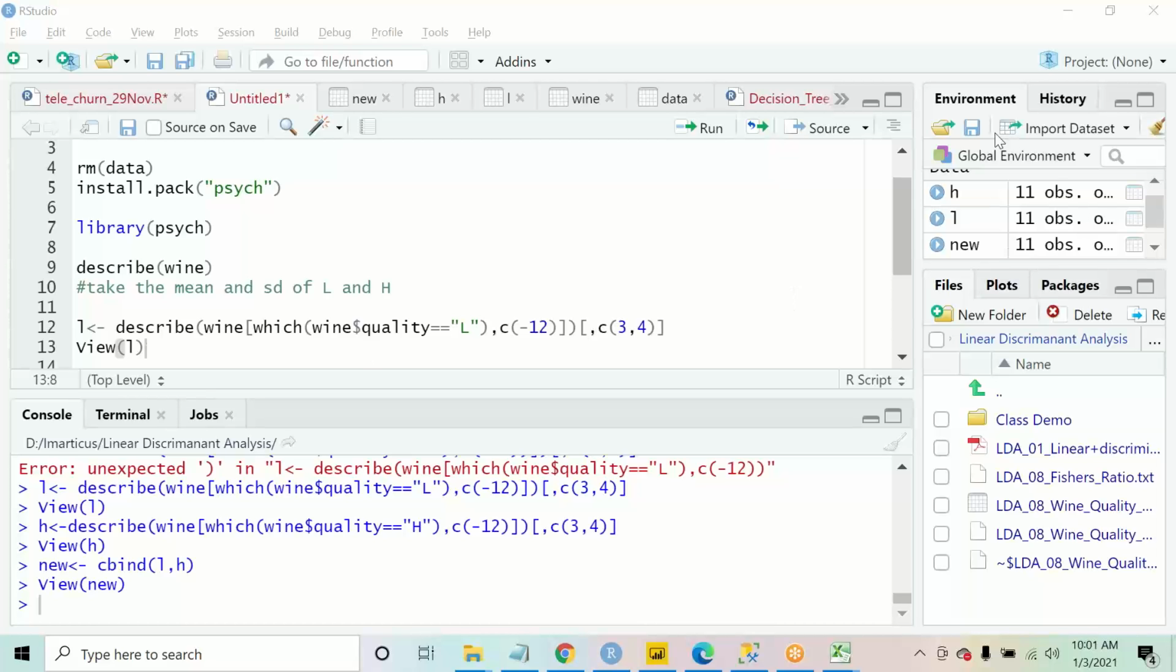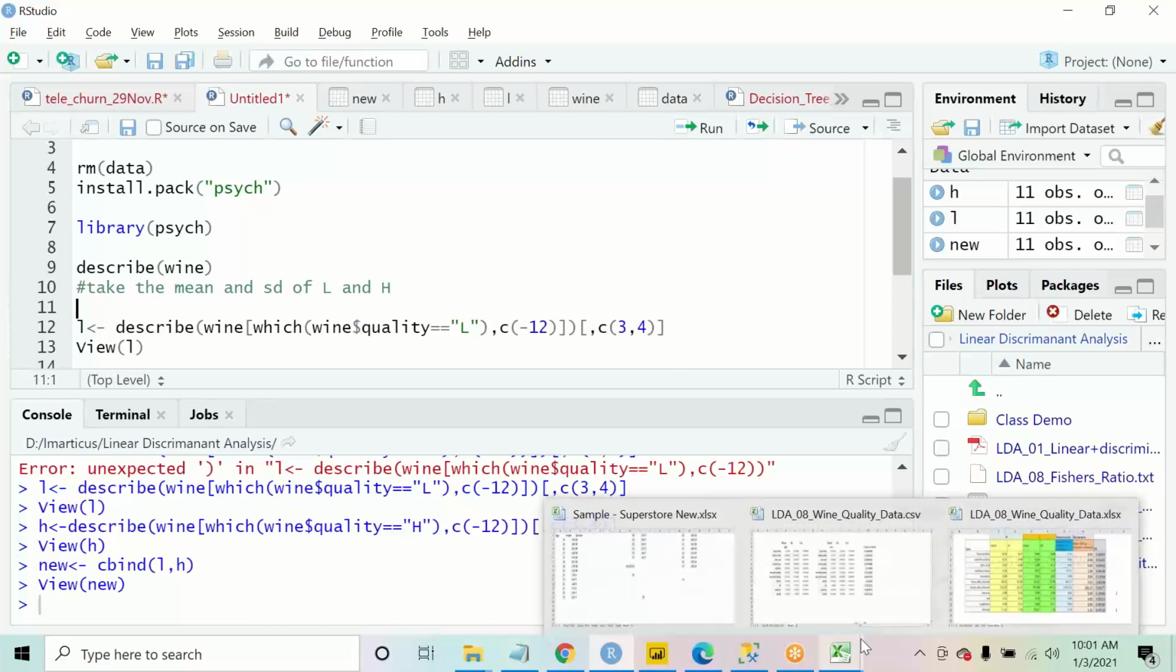Others, are you all able to get it? Like what we have done, how we have calculated the Fisher's ratio? Anyone still having any doubts over here?